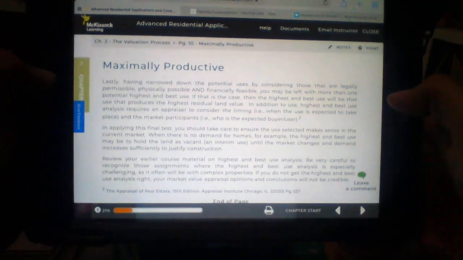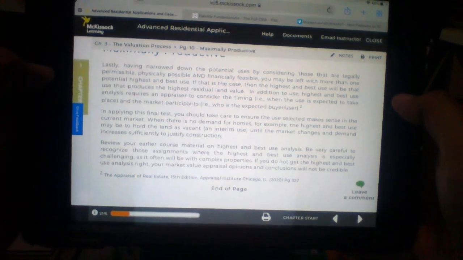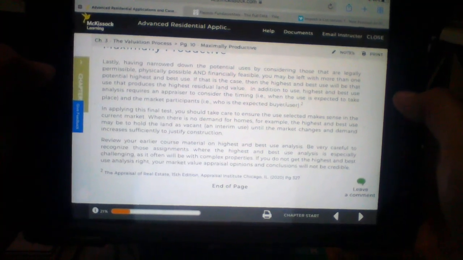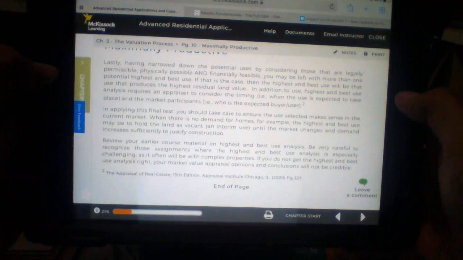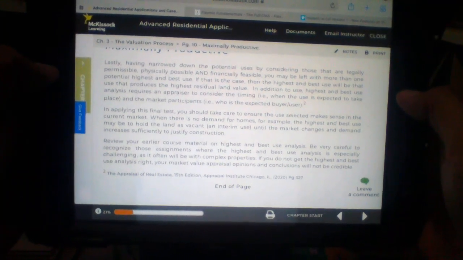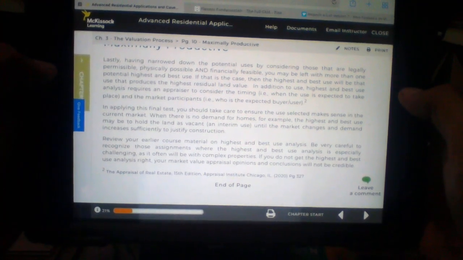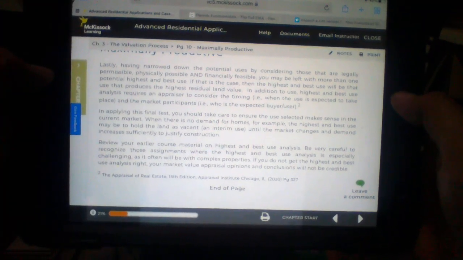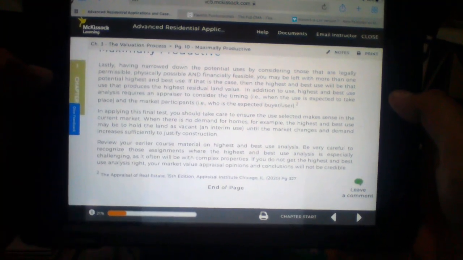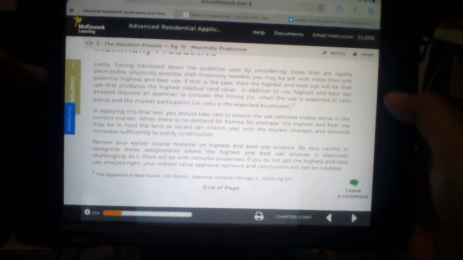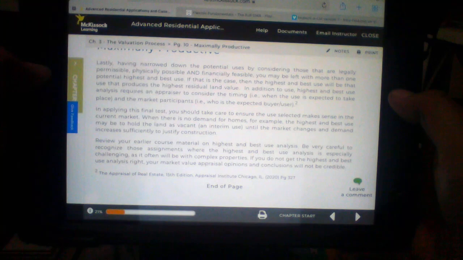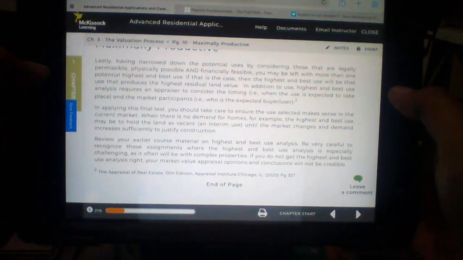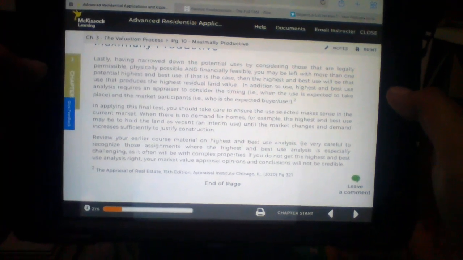Page 10. Maximally productive. Lastly, having narrowed down the potential uses by considering those that are legally permissible, physically possible, and financially feasible, you may be left with more than one potential highest and best use. If that is the case, then the highest and best use will be that use that produces the highest residual land value. In addition to use, highest and best use analysis requires an appraiser to consider the timing.